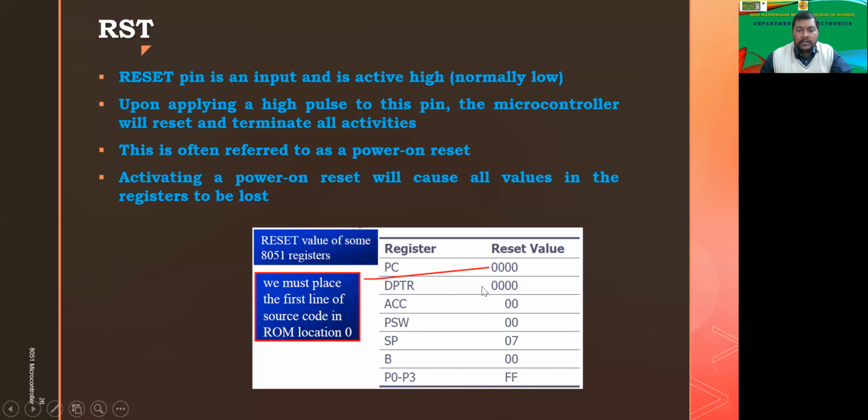Then DPTR, another register, also becomes zero. The accumulator becomes zero. The program status word, that is the flags, also become zero. Then the stack pointer goes to 07, and the B register is also 00. And port 0 to port 3 will change to FF. So all four ports are going to show you output as FF. So this is what happens when we just press a reset key, which is active high, right?